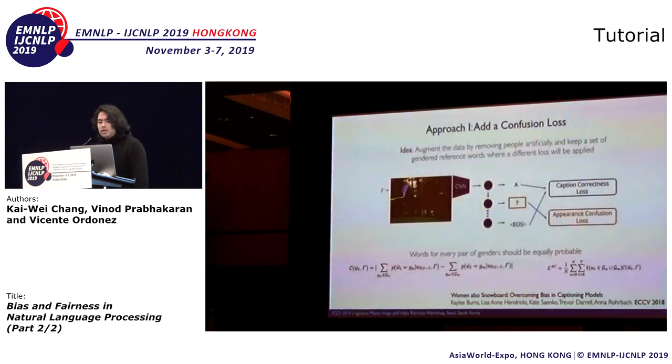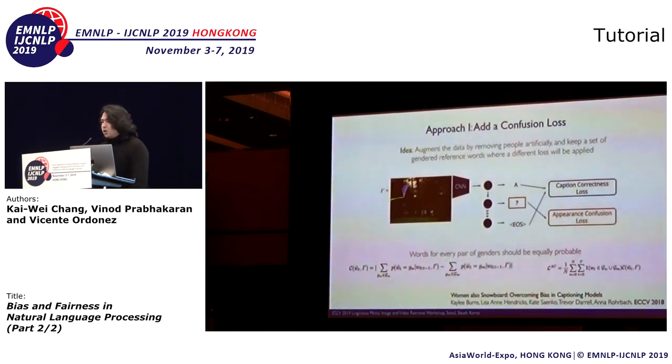So they proposed the following approach for debiasing. And again, this is something that could apply to many other problems. So in addition to trying to predict a good word, this is caption correctness, with a cross-entropy loss, they have an appearance confusion loss. So they augmented the data by occluding the person. So here, there was a person. They just put dark pixels instead.